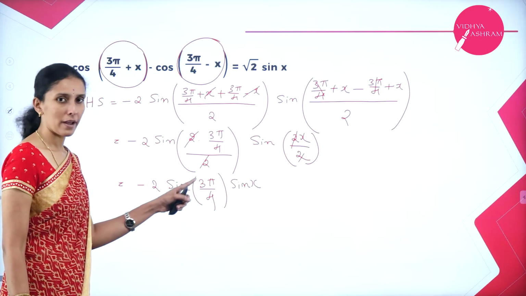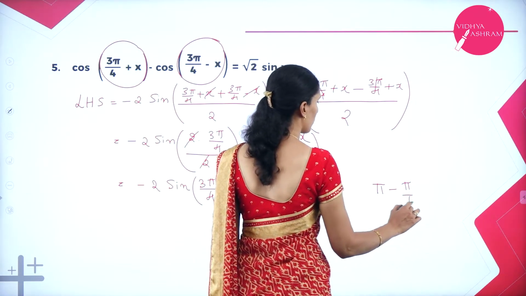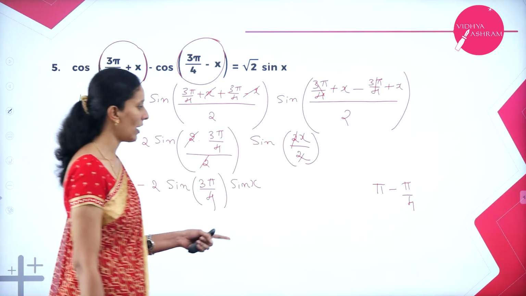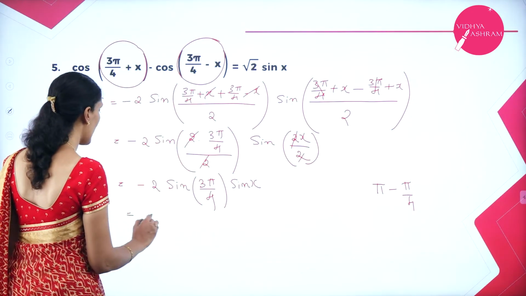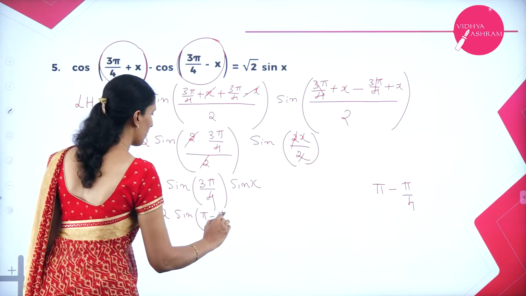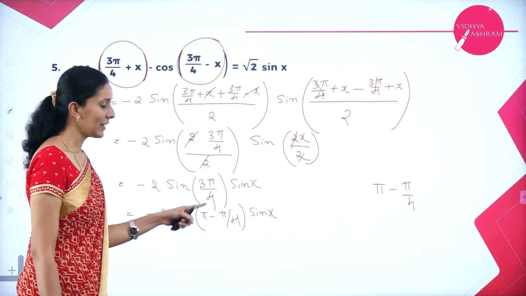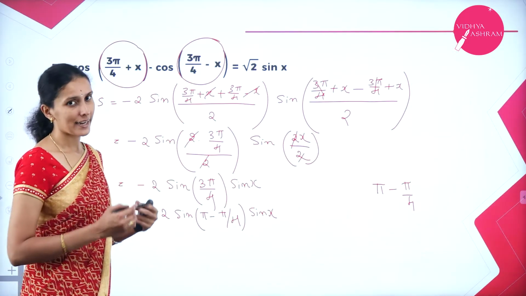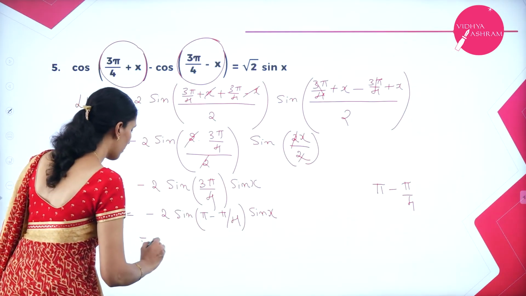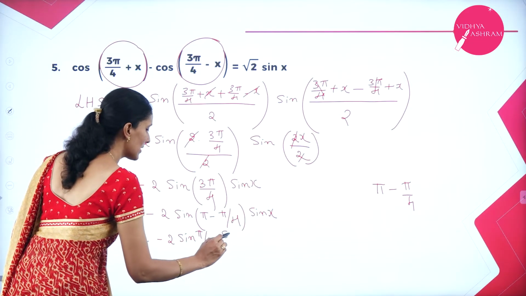So we have 3 pi by 4. I can write this as pi minus pi by 4 in the form of allied angles, which will give the value of 3 pi by 4 after solving this. So I'll write this as minus 2 sin(pi minus pi by 4) into sin x. Again, pi minus pi by 4 means it comes in the second quadrant. In the second quadrant, your sine function is positive. So therefore, it is minus 2 sin pi by 4 into sin x.